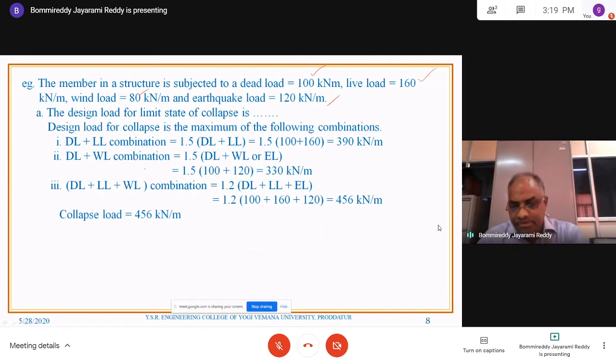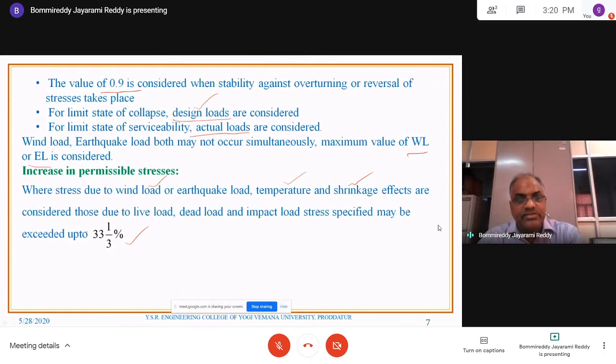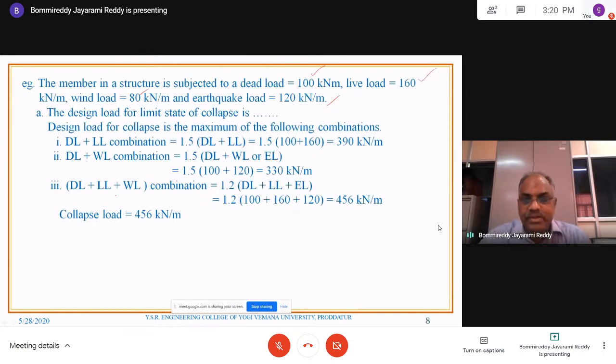In the previous table, you have seen there are 3 different combinations. For these 3 different combinations, calculate the collapse load, or factored load, for each of these 3 cases and consider the maximum. The design load for collapse is the maximum of the following combinations. There are 3 combinations. What is the first combination?